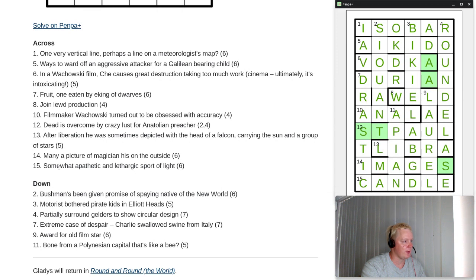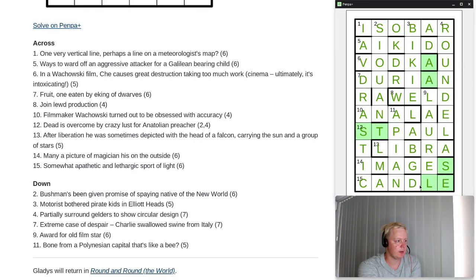And then somewhat apathetic and lethargic sort of light. We modified this one, removing the second letter. So we're highlighting two letters, starting from the fifth. So this is the fifth of candle, and this is the sixth. So these two are highlighted. And that is our across answers highlighted.